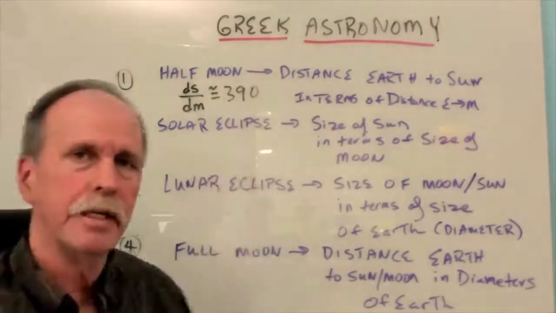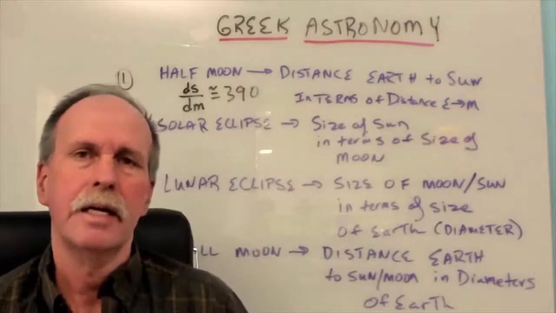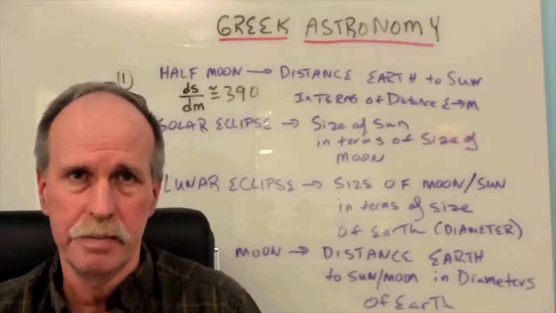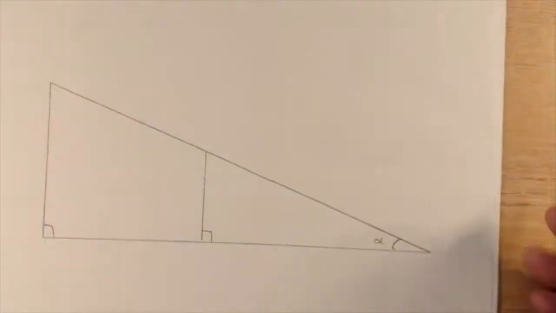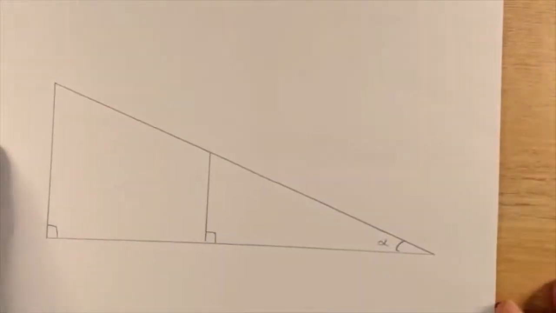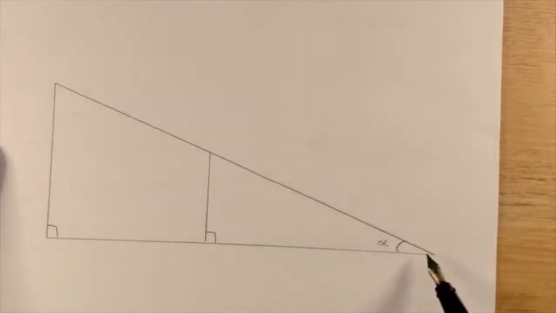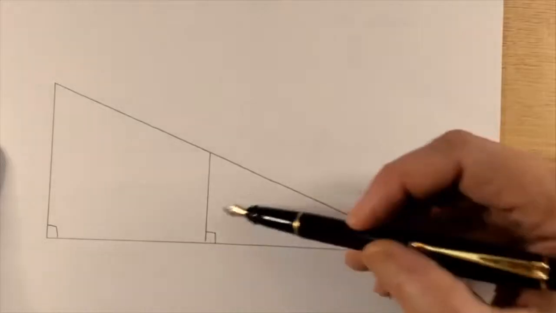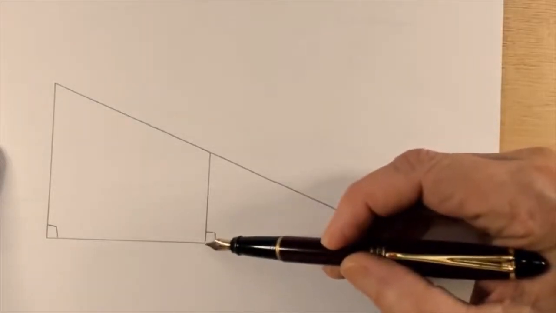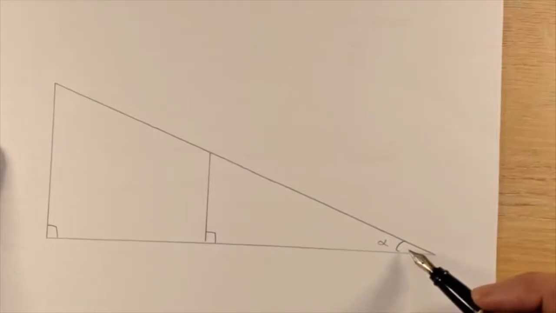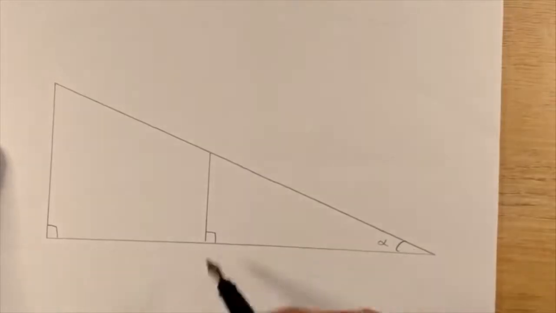Next, let's have a look at the solar eclipse to get an idea of what the size of the sun versus the size of the moon would be. For our next calculation, we need to go ahead and have a look at the concept of similar triangles. So if we have a right triangle, like so, and we draw a second right triangle within it, angle alpha will be the same for both triangles.